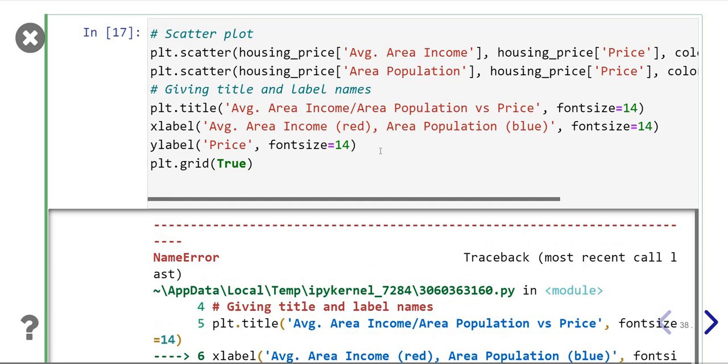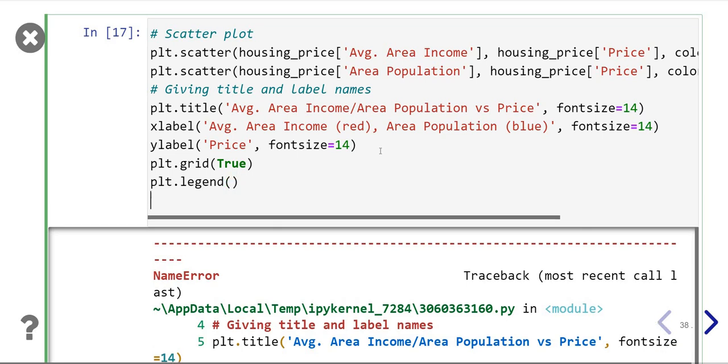Okay. In this case, we also must use plot legends, because we have two, right? So we want the legends to be displayed for these two. Great, true, done. X, Y label, title, scatter, done. So now we can actually use plot show.